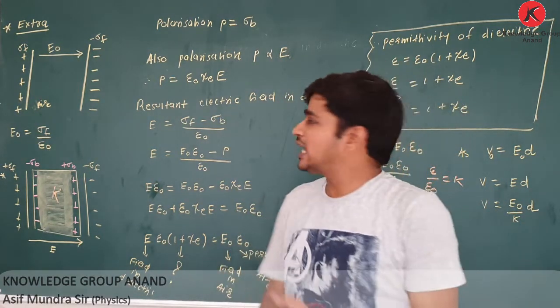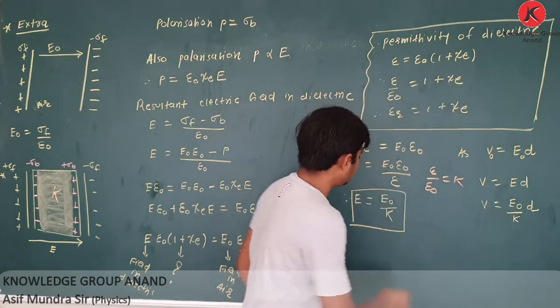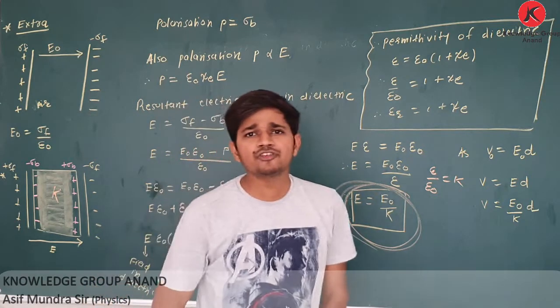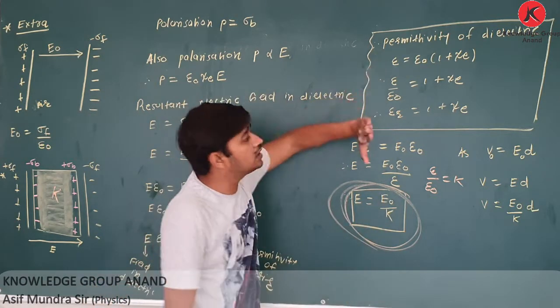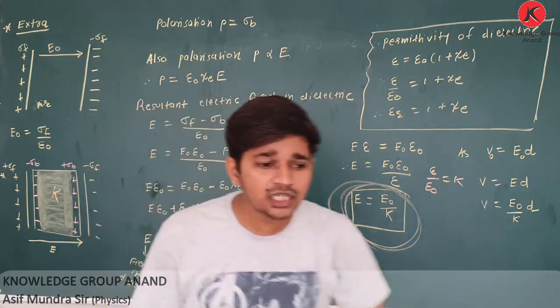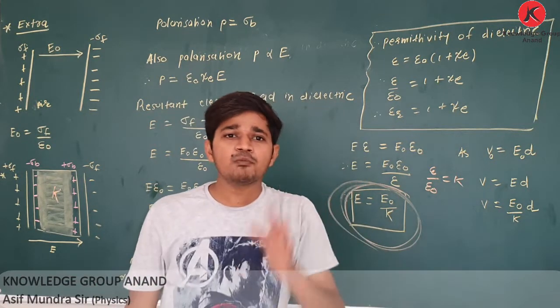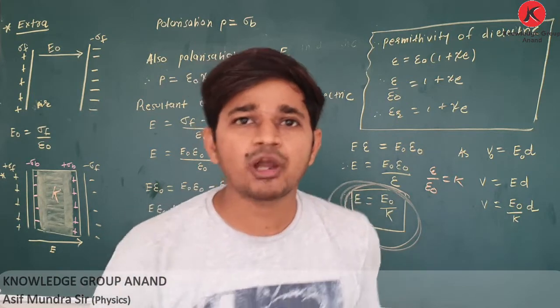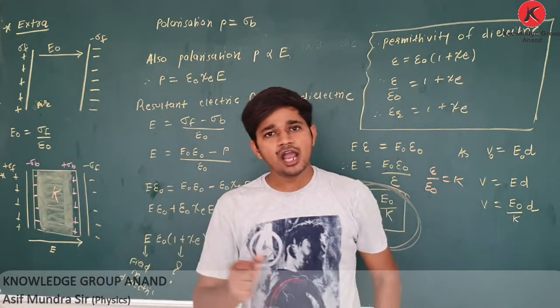Clear? So it is one extra theory. You have to remember this result. E is equal to E0 upon K, and also this table, because similar theory for magnetization, for the magnetic field, we will study in chapter number 5. Clear? Pause your video and write down from the bottom.